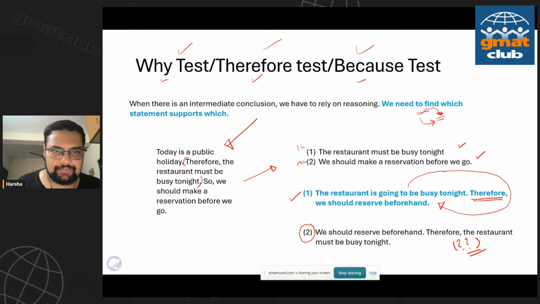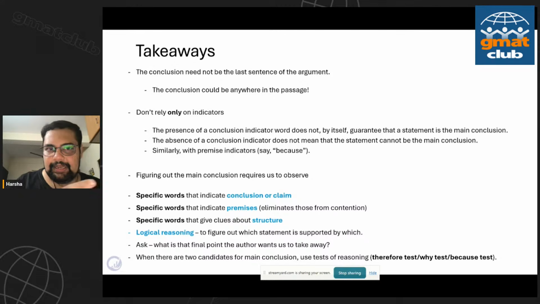So, can we move? Quick takeaways. Firstly, the conclusion need not be the last sentence. It could be the first argument, it could be somewhere in the middle, God knows. It could be anywhere in the argument. I should use the word argument here. Don't rely only on indicators. These indicator words are good. We also use them. I see the word therefore, my mind does something, we know some stuff. But don't rely only on that.